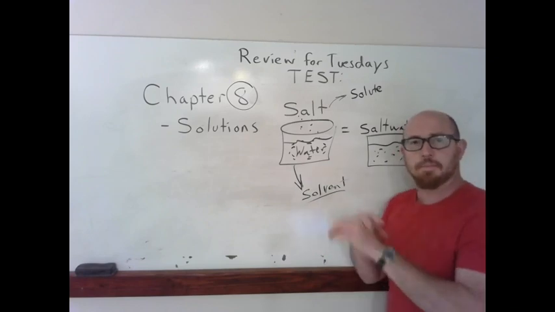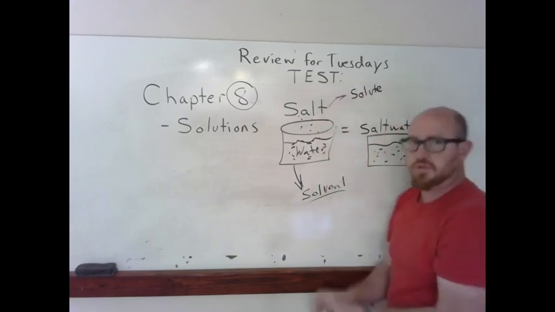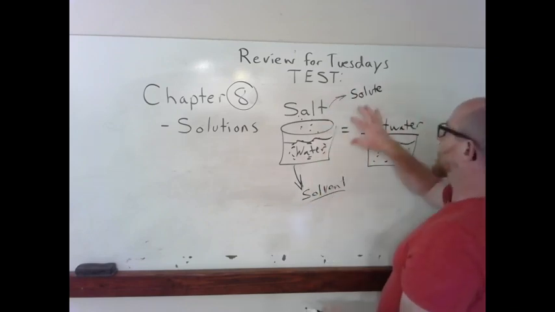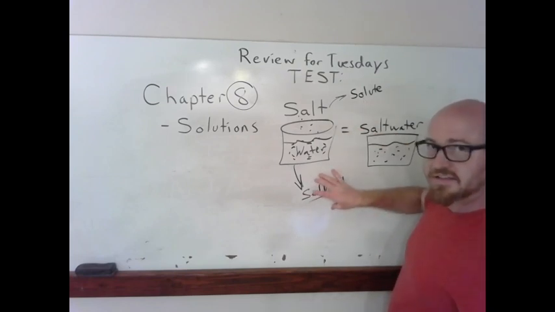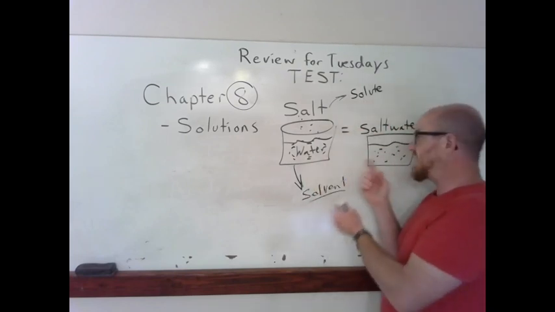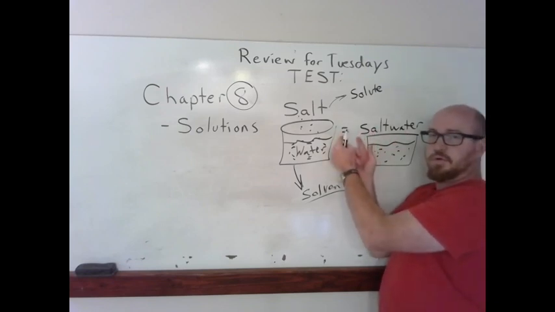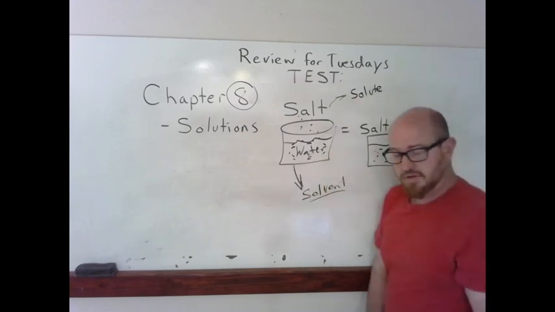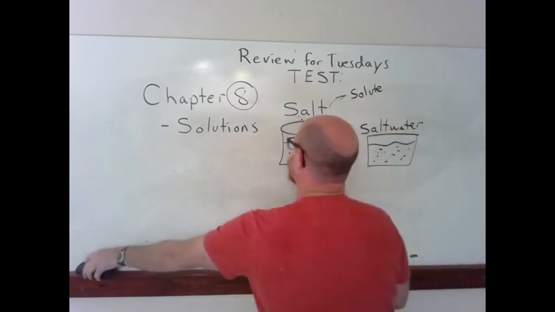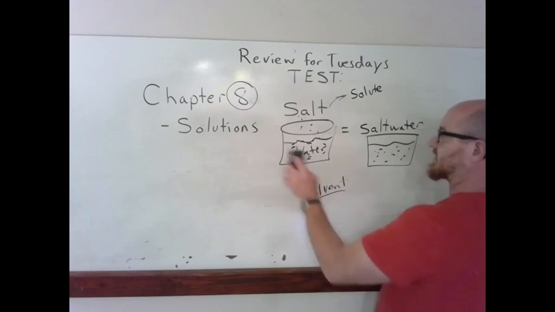The solvent breaks down the solute. All right? So the solute added to the solvent breaks everything down into the solution. So there's our formula right there. The solution is equal to the solute plus the solvent. And so we can simply write that down, if you've got this.